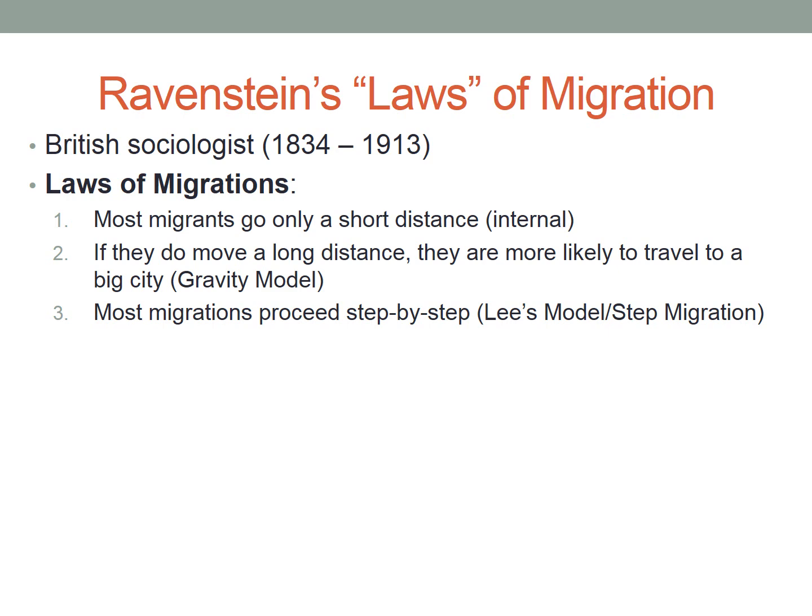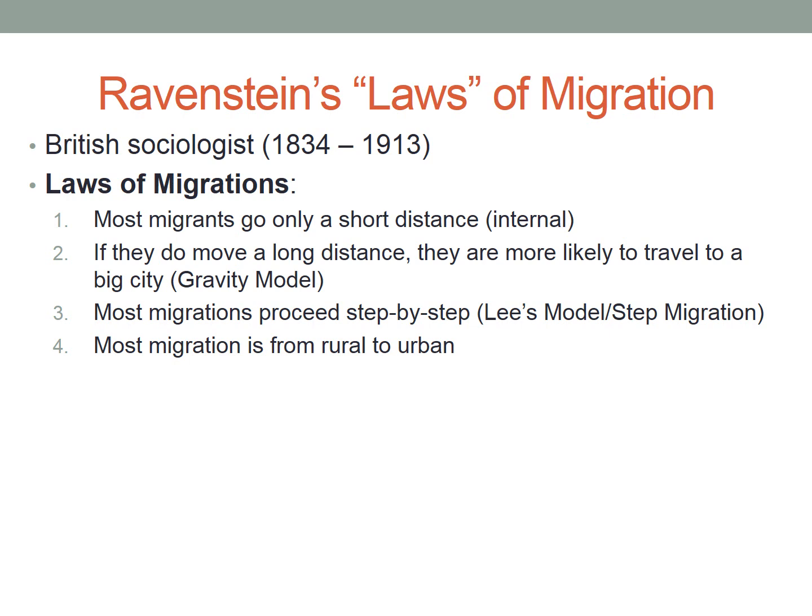The next one is that most migrations are going to proceed in a step-by-step nature. Just by definition, that is step migration. But it also ties into Lee's model of migration that we talked about in the last lecture, that there are going to be intervening obstacles, intervening opportunities, and things are going to come up.